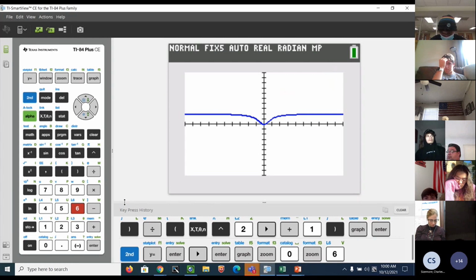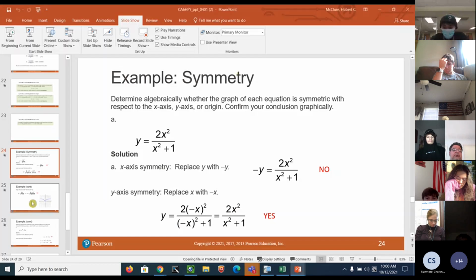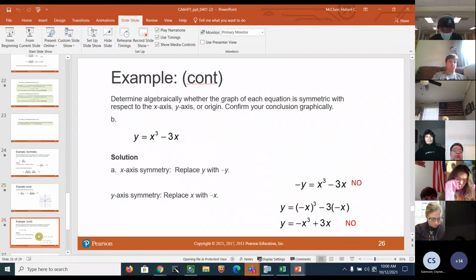Okay, so that's the test question. Now let's do another one. Here's one. F of x is equal to x cubed minus 3x.